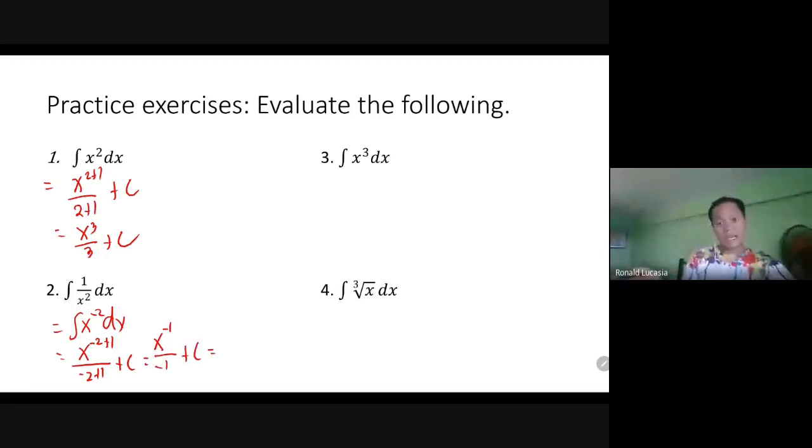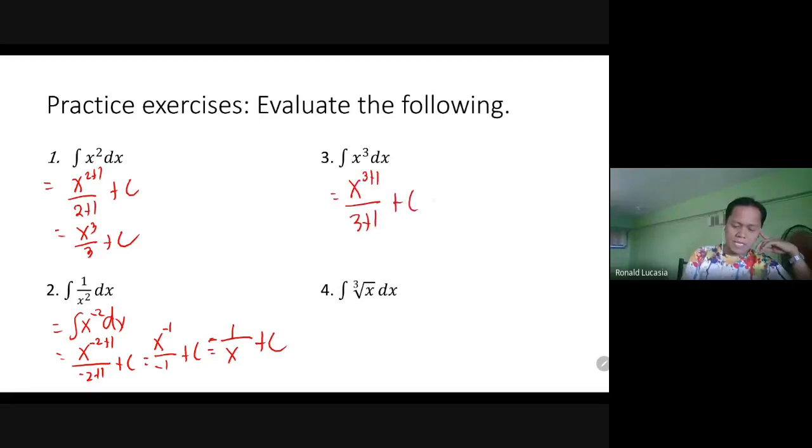We don't need the negative exponent, so you have to get the reciprocal as 1 over negative 2 x plus c. Again, number 4, and then let's practice the remaining problem. This will be x to the 3 plus 1 over 3 plus 1, so x to the 4th over 4, plus c.